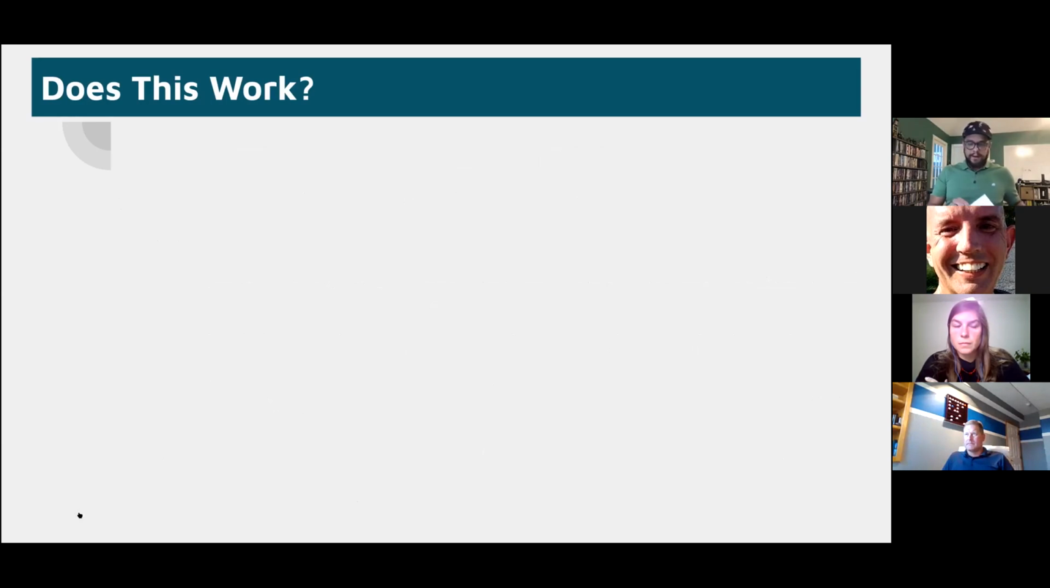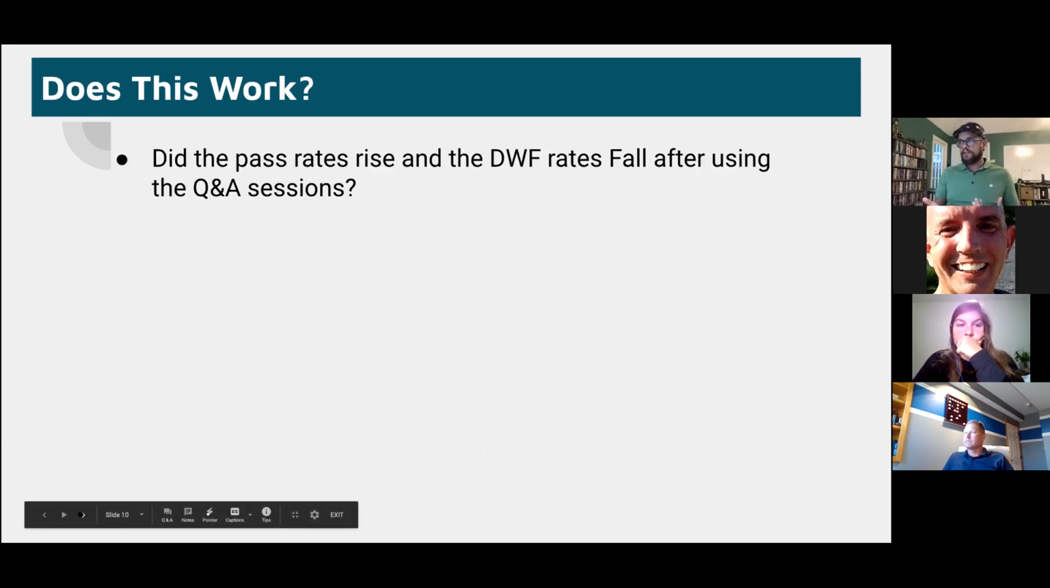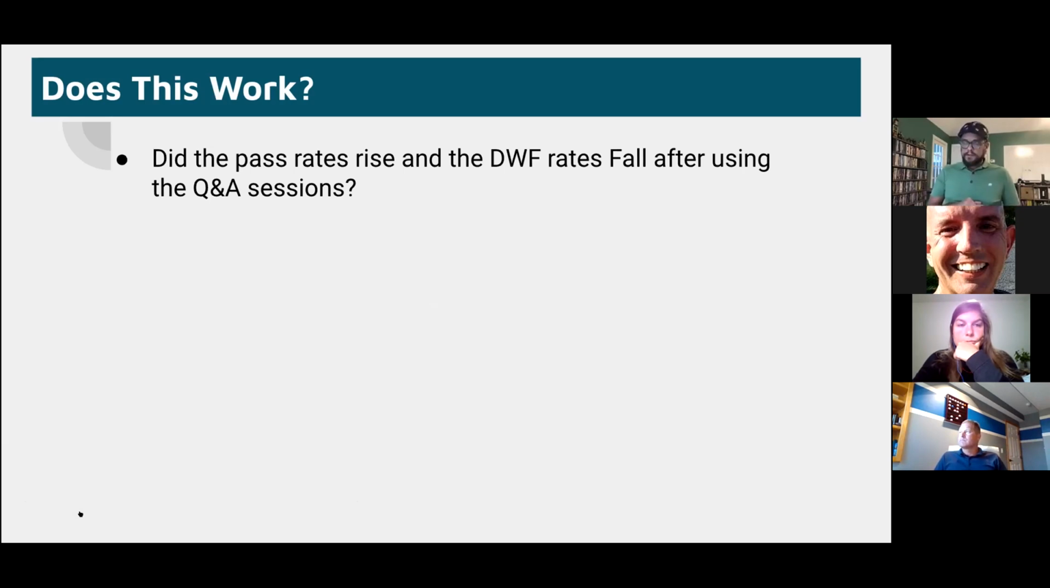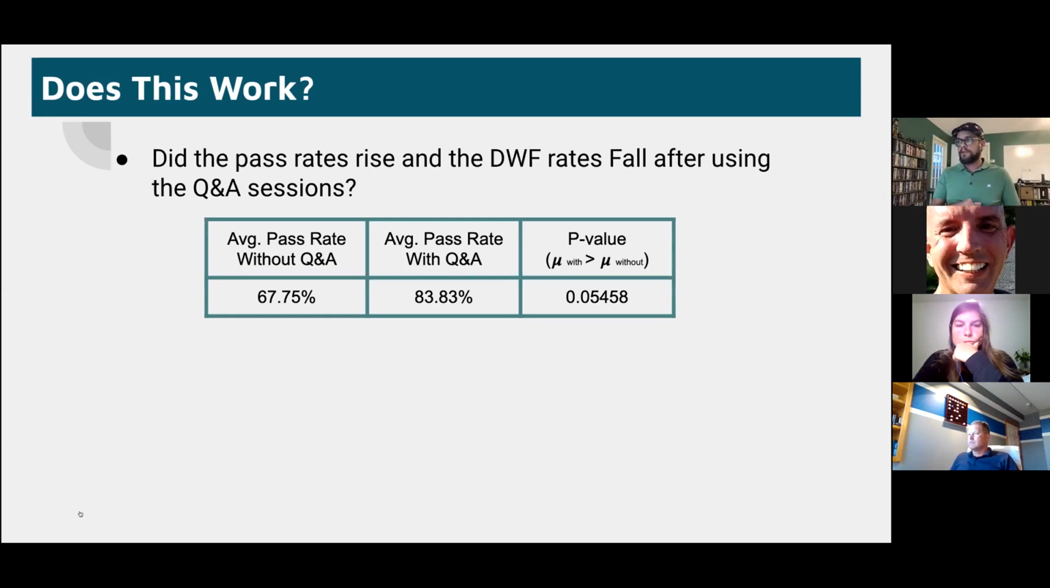So in the end, has this been working for me? Does this work? I think it does. I've seen an improvement. The question I asked myself was, did my pass rates in my sections over the semesters rise and my DWF rates fall after doing this? So prior, my average pass rate in the sections I had prior to doing this was 67.75%. The average pass rate with the Q&A has gone up to 83.83%, with a p-value of roughly 0.054, which is marginal evidence to support that it's been working.